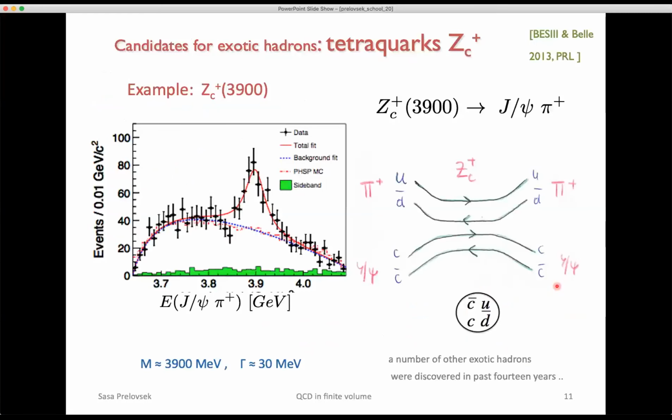And the last one that I'm presenting now is not from LHCb, it's from BESIII and Belle. It's the bump in J/psi pion. Okay, so you have a J/psi, charm anti-charm, and a charged pion. So whatever decayed into that had to have a minimum of four valence quarks. It's called a Z_c bump. And another resonance.